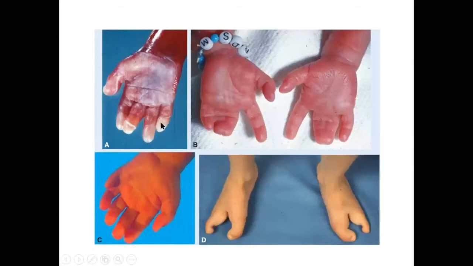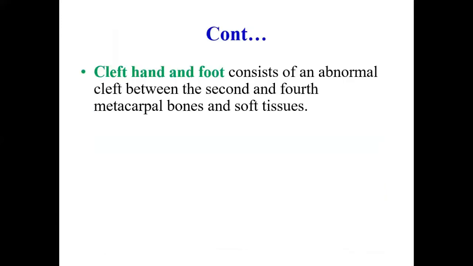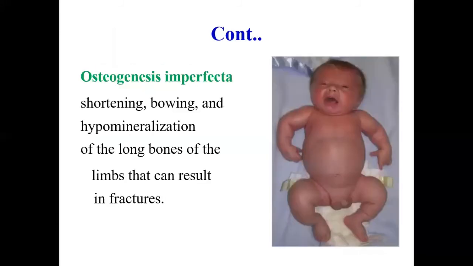Here the digits are short. Here we see the fused digits, syndactyly. This is polydactyly, and this is the cleft foot. The great toe is fused with the second toe. The middle toe is absent. The fourth and fifth toes are fused. Cleft hand is also the same.